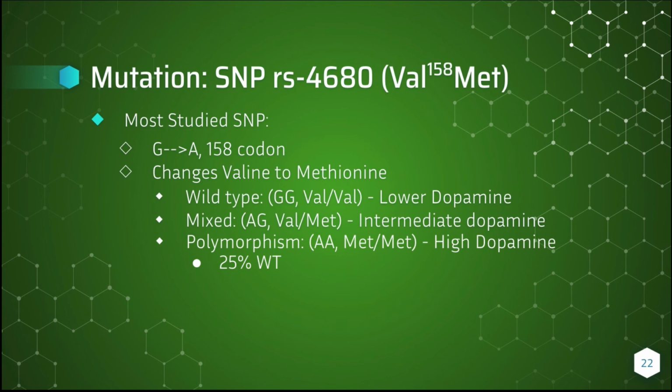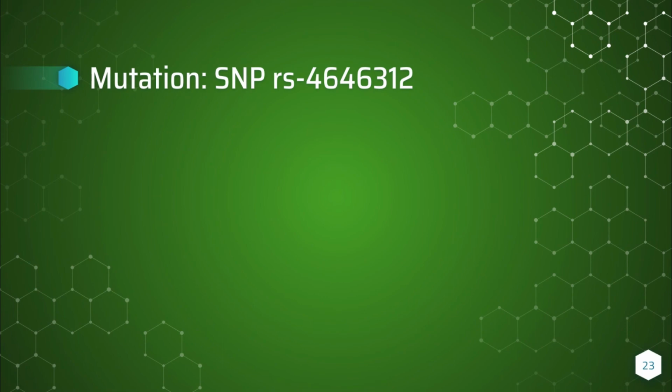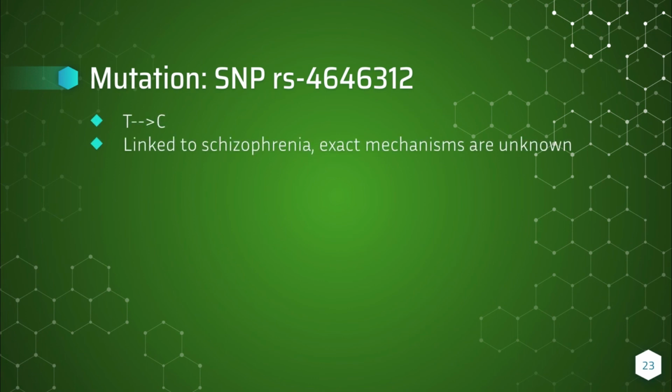The higher dopamine levels in the individuals with the polymorphism also have consequences. For example, they may be more susceptible to diseases like schizophrenia. The second SNP I'll be talking about is the RS4646312 SNP. This SNP is a replacement of a thymine to a cytosine and is linked to schizophrenia, but the exact mechanisms of how this is the case are still unknown.